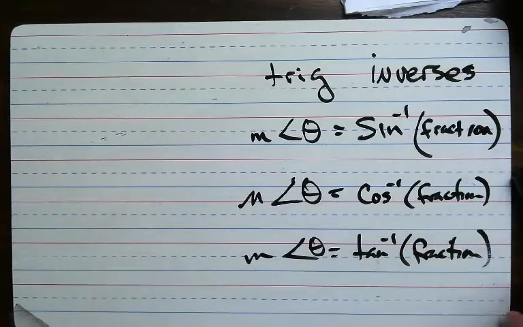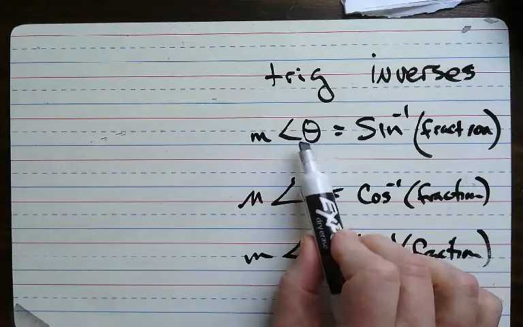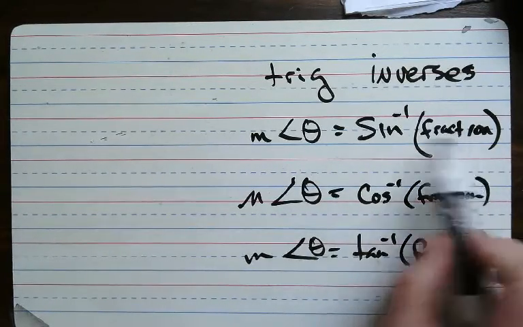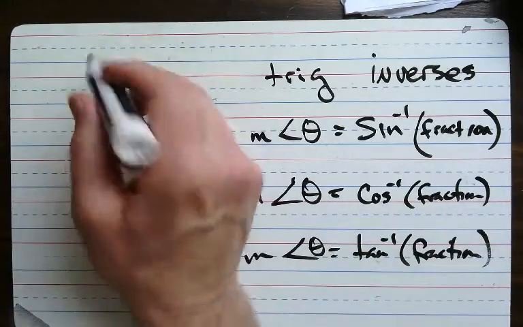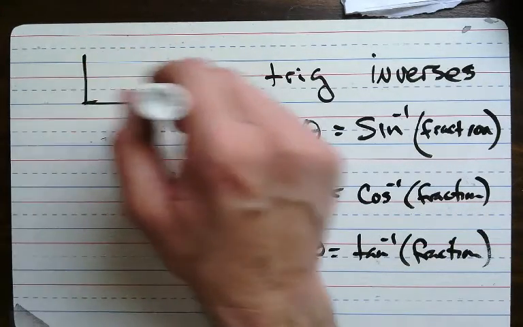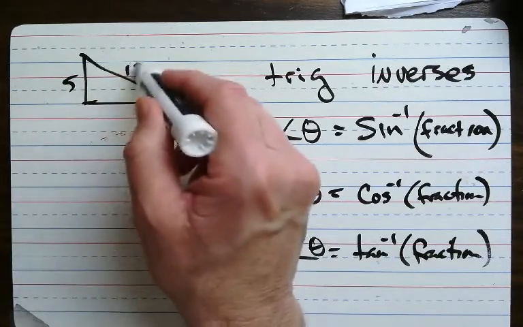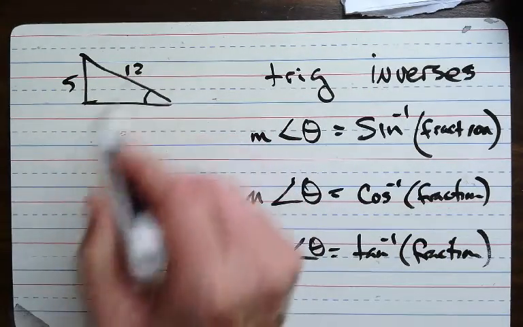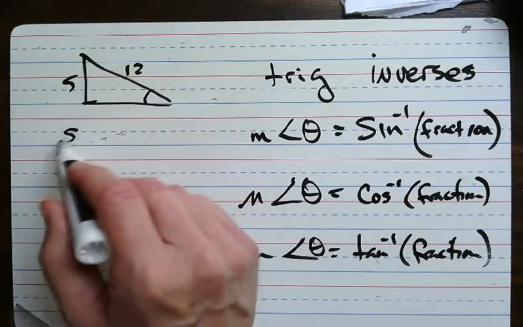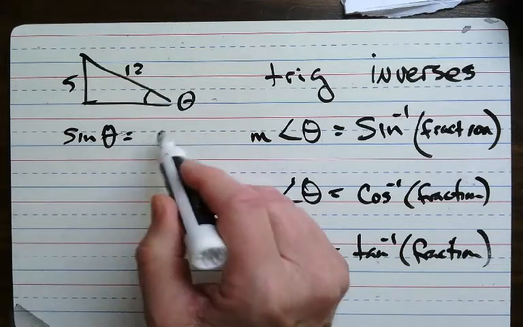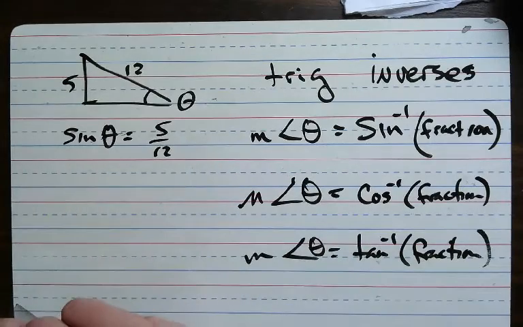Okay, we're going to talk about trig inverses, and we've been dealing with that. We know that we can find the angle if we know the fraction or the decimal that goes with the angle. So if you remember, if we had 5 and 12 like this, we could say the sine of this angle is 5 divided by 12, right?